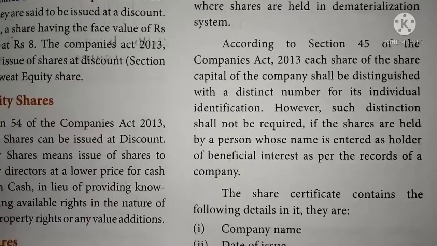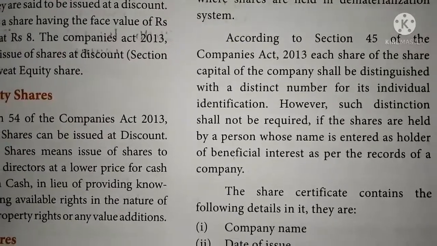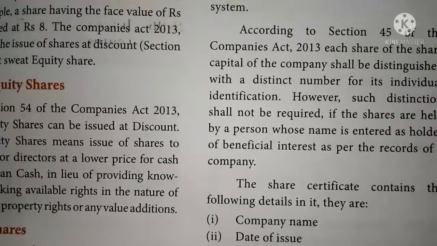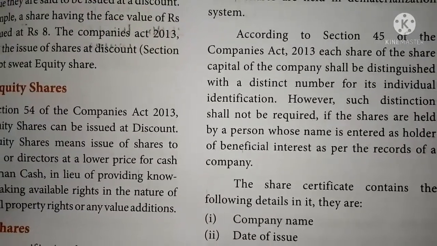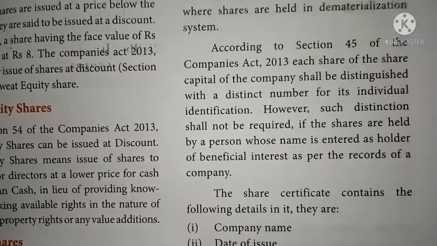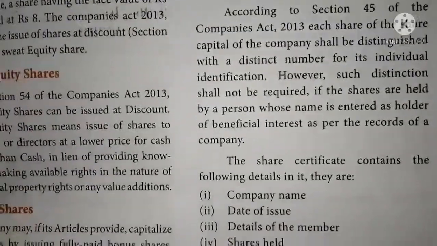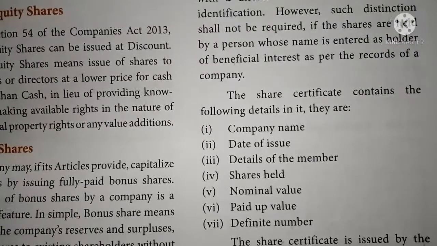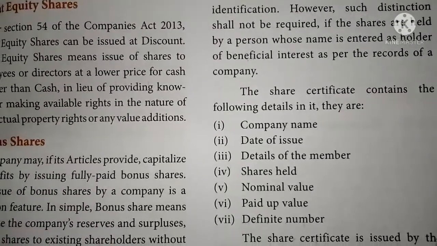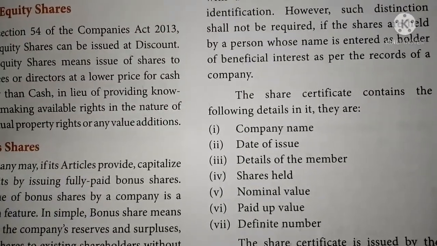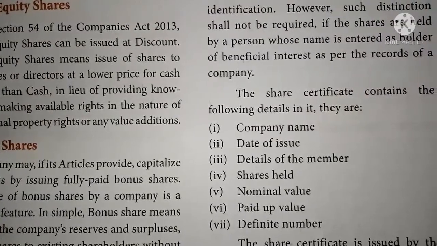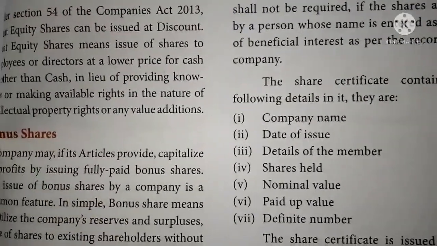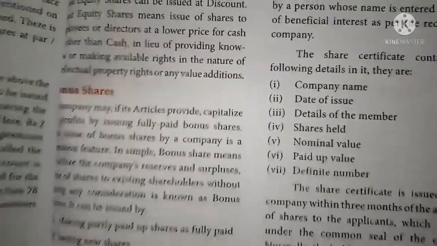So, a share certificate is a certificate issued by the company acknowledging the contribution made by the shareholder to the company. The total share capital of the company is divided into small units, and each unit is called a share. This share certificate contains the following details: company name, date of issue, details of the member, shares held, nominal value, paid up value, and definite number of shares.